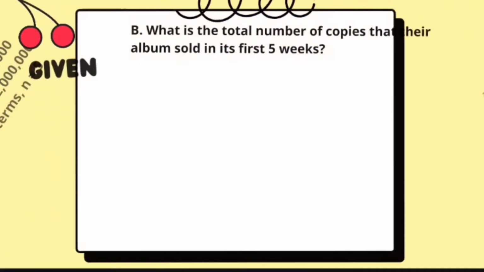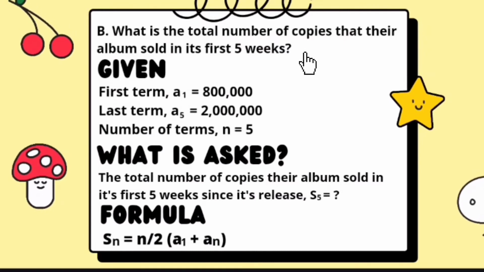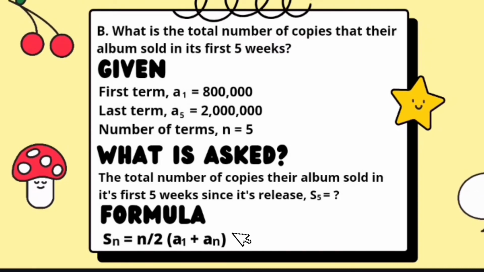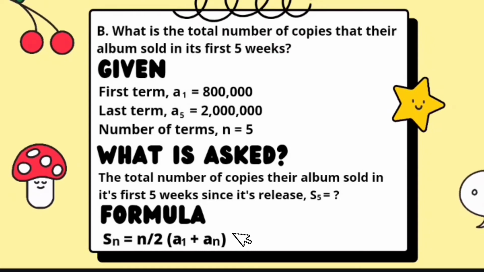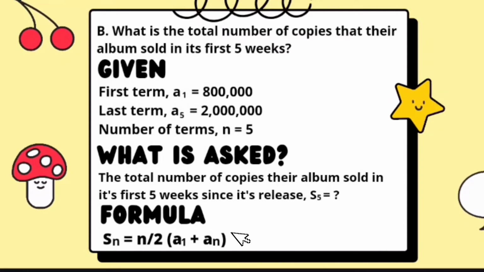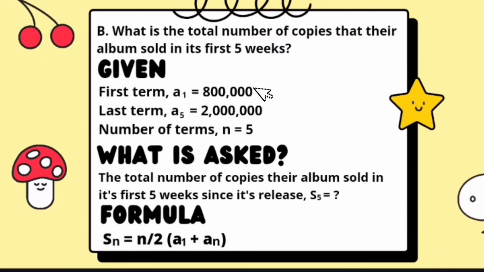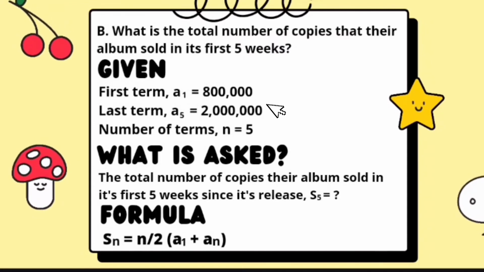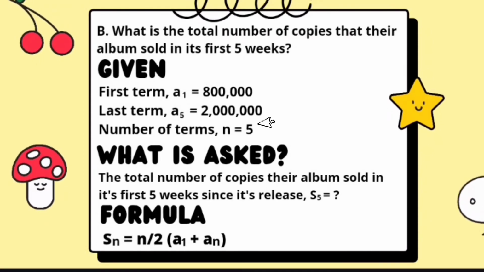Now let us continue with the second question. This time, we are tasked to find the total number of copies that their album sold in its first 5 weeks. With this, we must use the formula in finding the sum of an arithmetic sequence with a finite set of terms. The general equation for this is s sub n equals n over 2 multiplied by the sum of a sub 1 and a sub n. 800,000, the number of copies that Enhypen's album sold in the first week, is considered as the first term. We also learned from the previous question that 2 million is the fifth term. Finally, n, or the number of terms, is equal to 5.